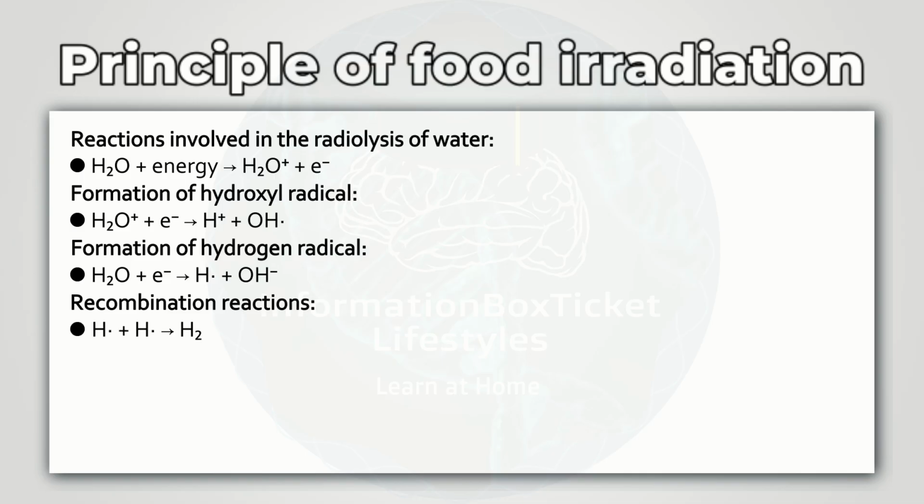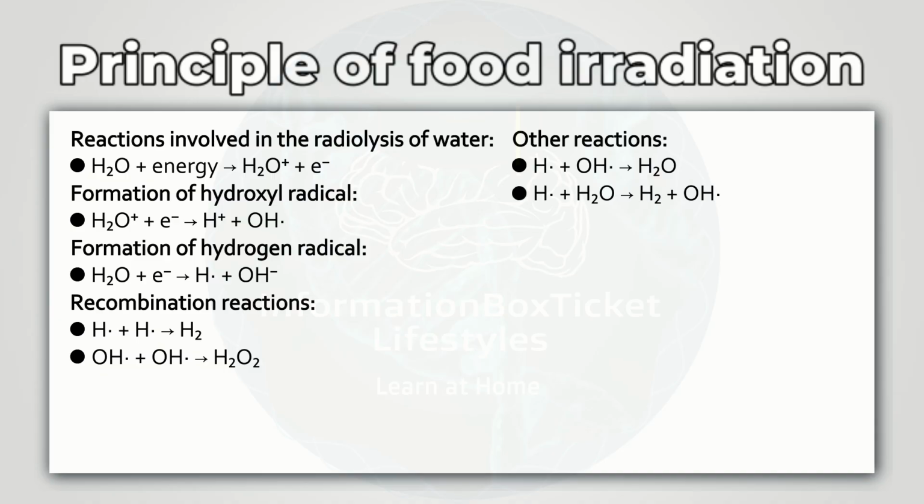Two hydrogen radicals combine to form hydrogen gas. Two hydroxyl radicals combine to form hydrogen peroxide. Other important reactions also take place. A hydrogen radical reacts with a hydroxyl radical to form water. A hydrogen radical reacts with water to form hydrogen gas and a hydroxyl radical.